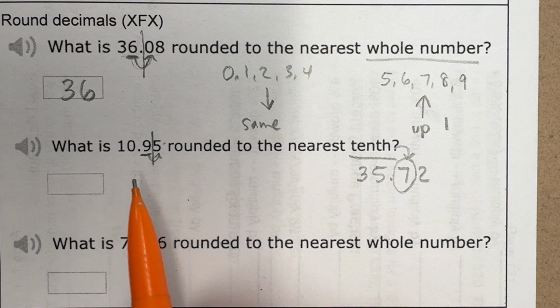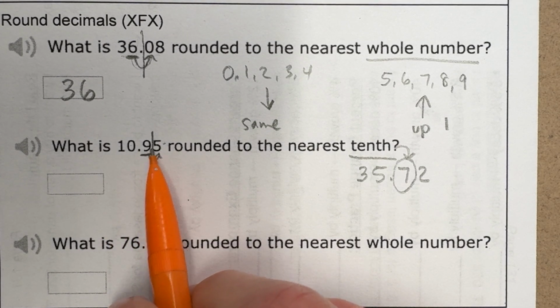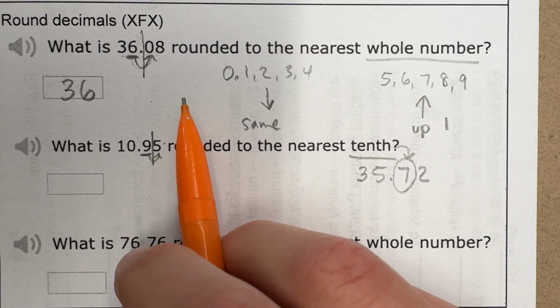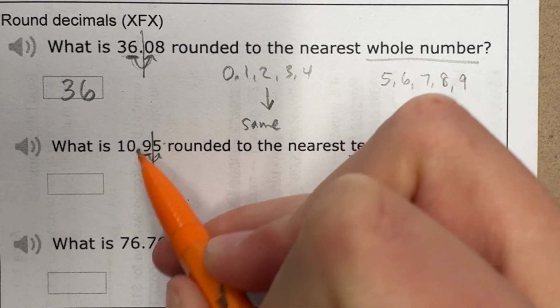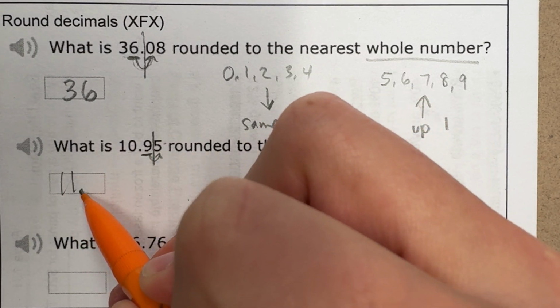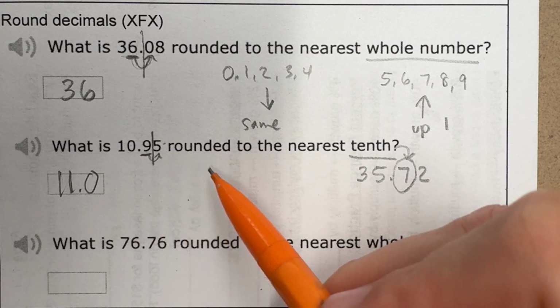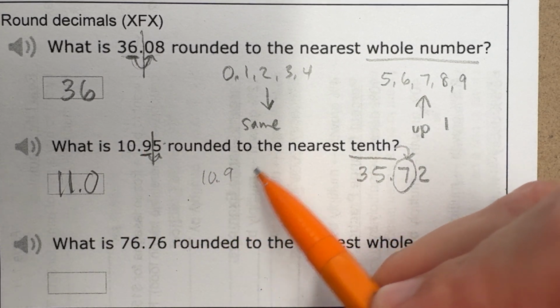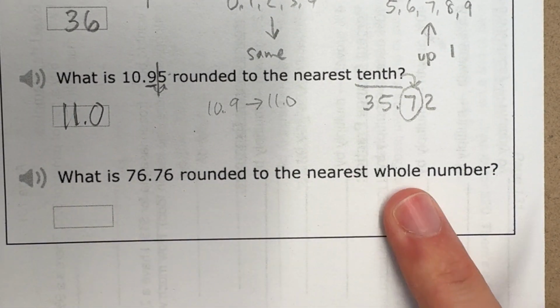Now look, this one's tricky because this is the nearest tenth. I want to round this up. Well, a 9 goes up to a 10, up to 0. So if I round a 9 up, I end up having to round the next number as well. So this one is actually 11.0. I'm basically going up from 10.9. What's the next number up? 11.0.